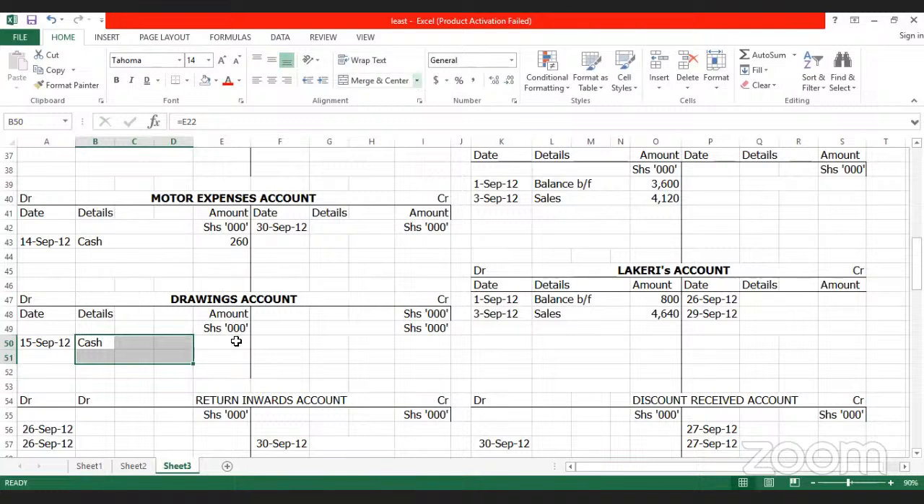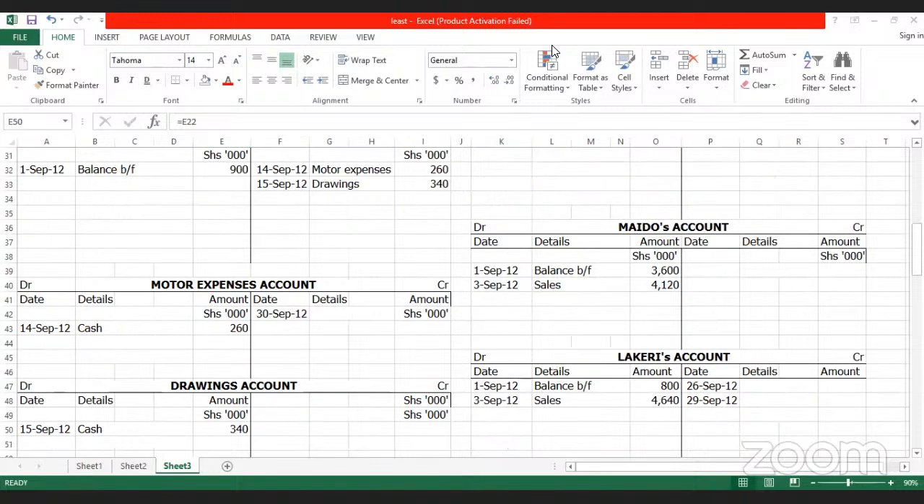The drawings, that is 340. Then we move to the next transaction. What's the next transaction now?